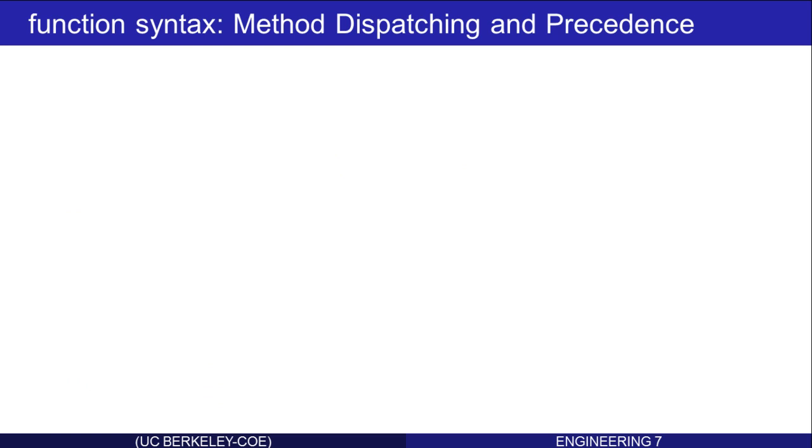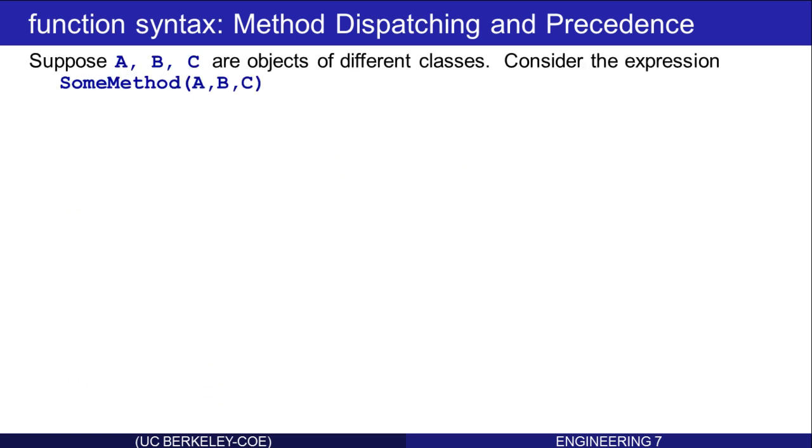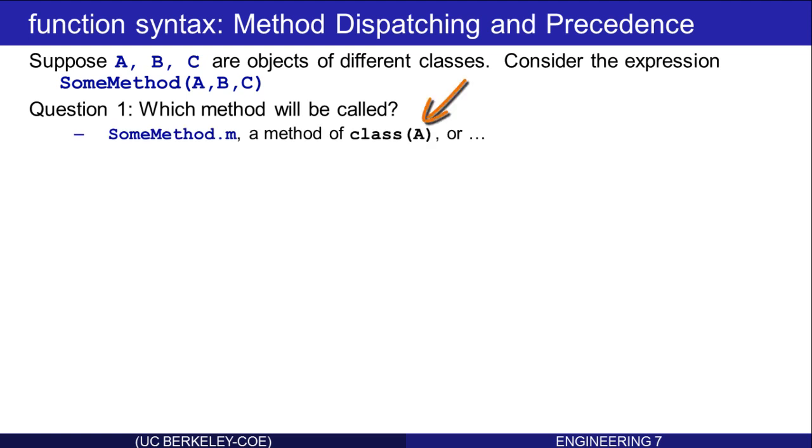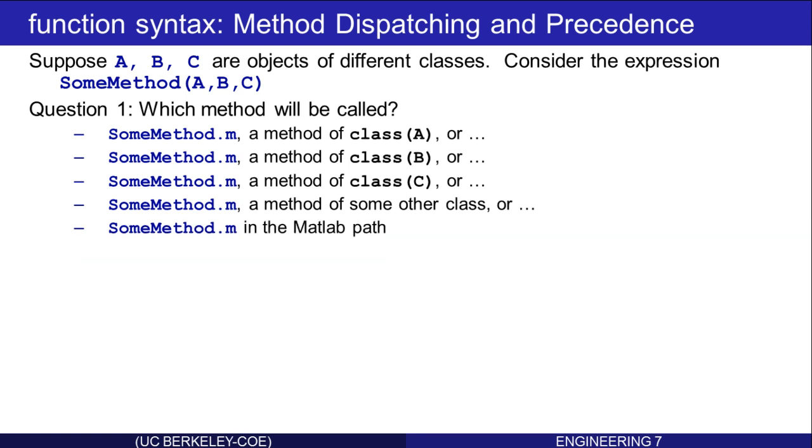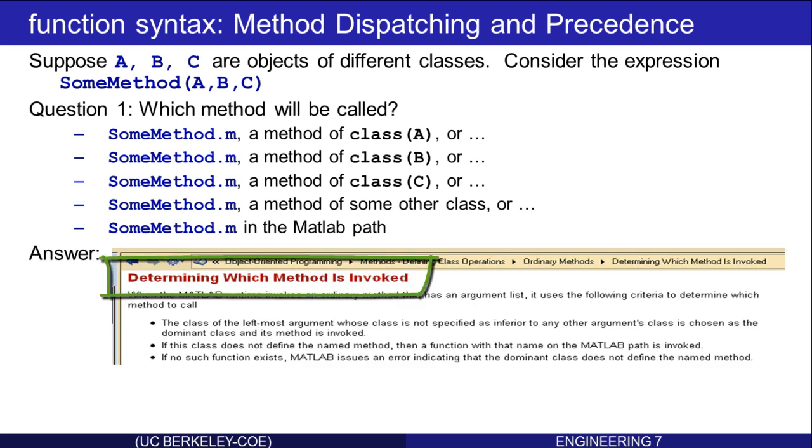Let's talk about the function syntax. Let's suppose A, B, and C are objects of different classes, and consider this expression some method ABC. Let's assume that MATLAB's already determined that some method is not a variable in the current workspace, and it knows it's looking for a function or a method. So, which method will be called? A method drawn from class A, a method drawn from the class of B, a method drawn from the class of C, or a method from some other class, or just a function in the Matlab path not associated with classes?